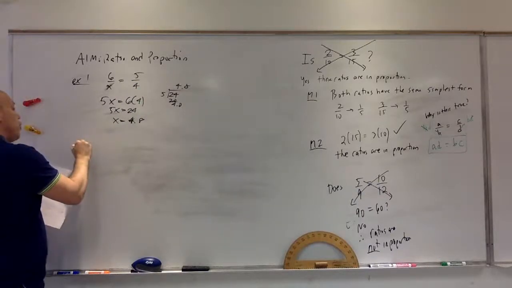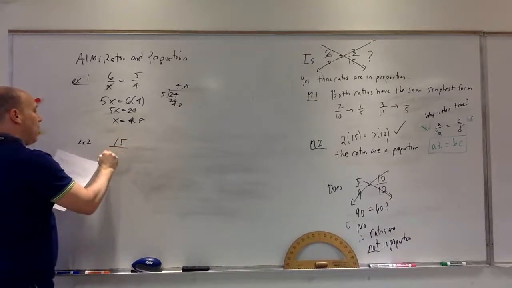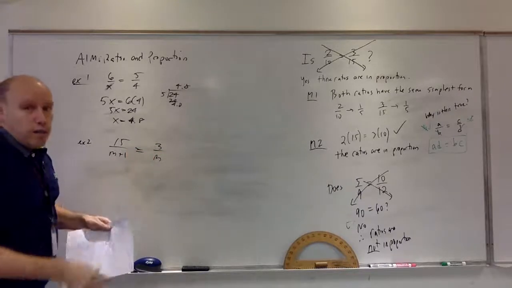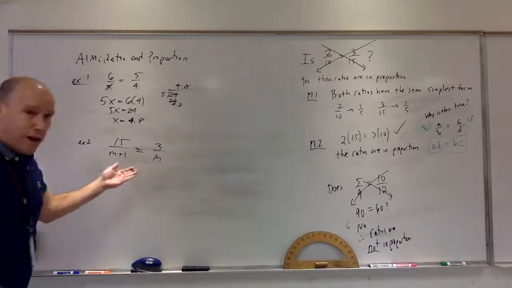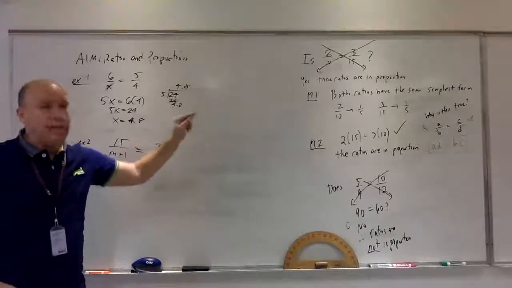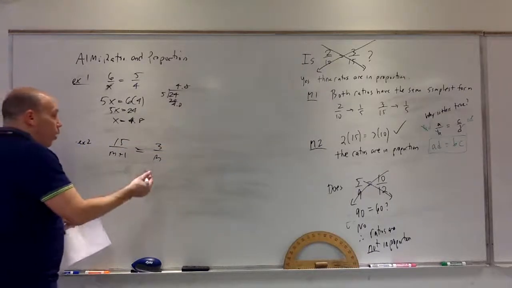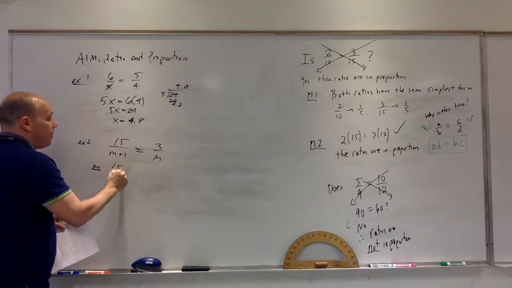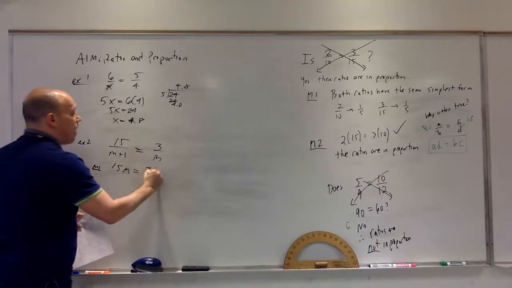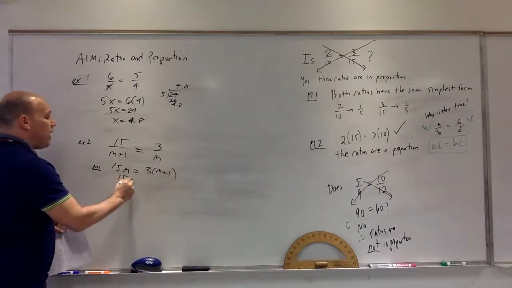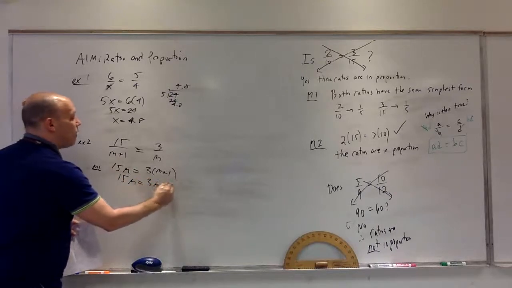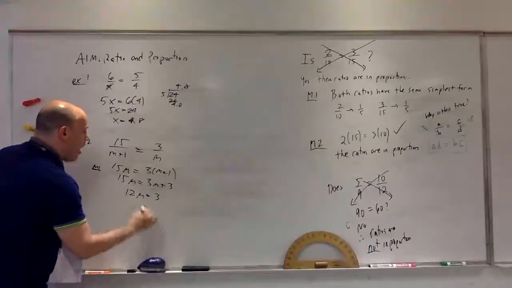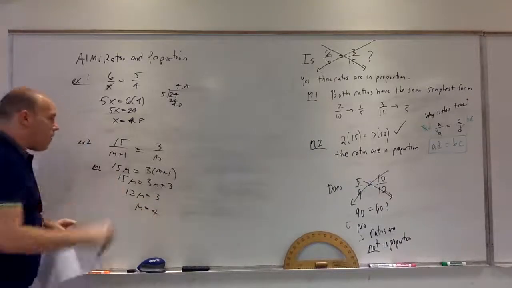And let's try another one, example 2: 15/(m+1) is equal to 3/m. Assume this is true, therefore the product of the means does equal the product of the extremes. You have a couple of ways of doing this. Method 1, you could say, okay, 15m is equal to 3 times (m plus 1). 15m equals 3m plus 3. 12m equals 3. m equals 1/4. That's one method.